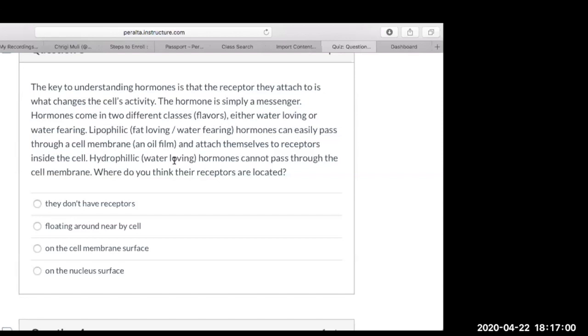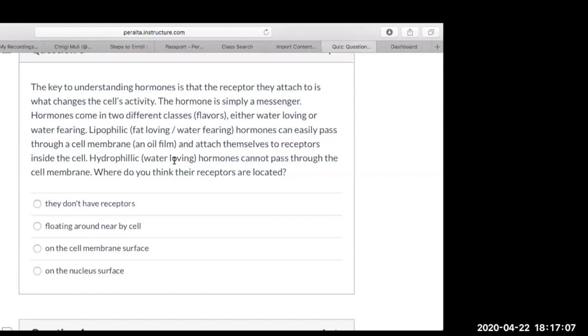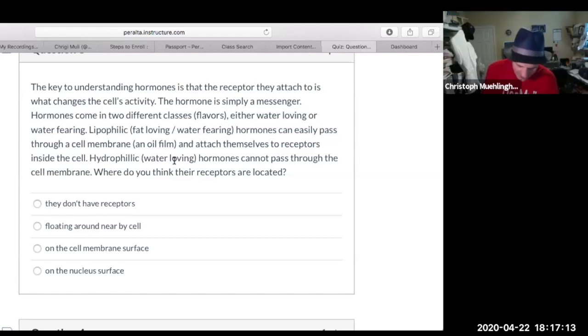On the cell membrane. Who was the first I've been hearing? Jessica. Yeah. The third one, on the cell membrane surface. Surface of the cell. Yes, there you go.